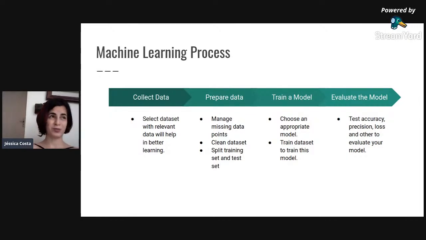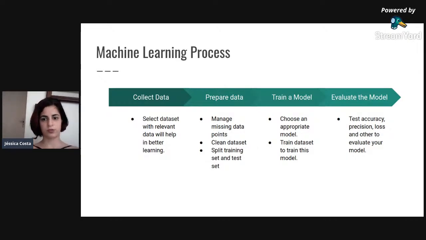Prepare data. In genomics, we have many data that need transformation and feature engineering too. Feature engineering, I would like to emphasize, is an important topic here. It depends on our model. And prepare the data: manage missing data points, clean data sets, split train set and test set. It's a semi-process in another machine learning application.